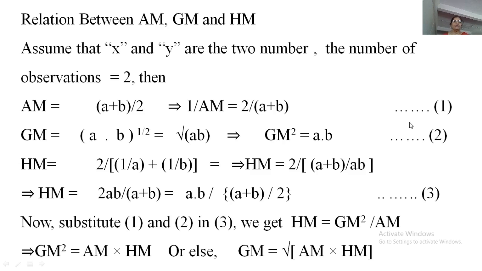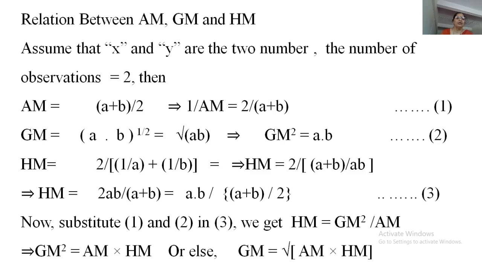Now, what is the relationship between the arithmetic mean, geometric mean and harmonic mean? When we have two observations only, say x and y are two observations, then this particular relationship always holds. What is that relationship? The relationship is arithmetic mean into harmonic mean is equal to geometric mean square. That is AM into HM is equal to GM square. So for any two observations, this relationship always holds good.